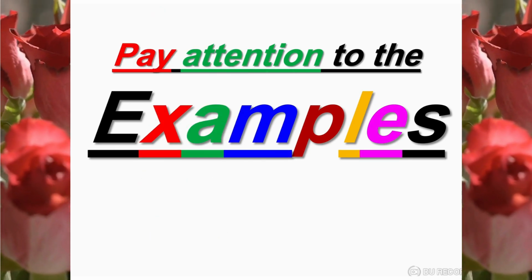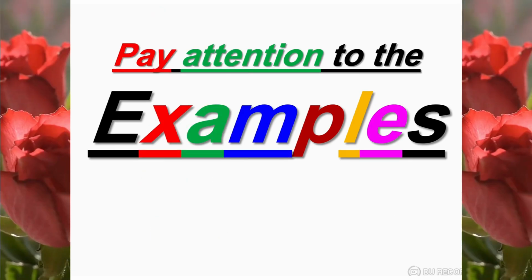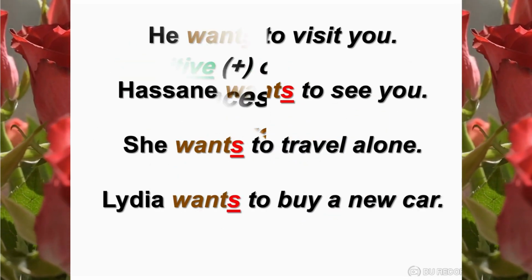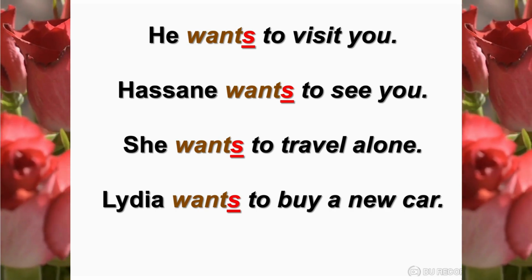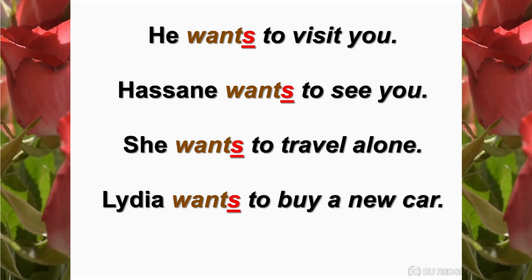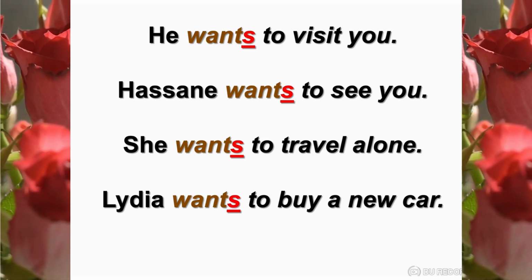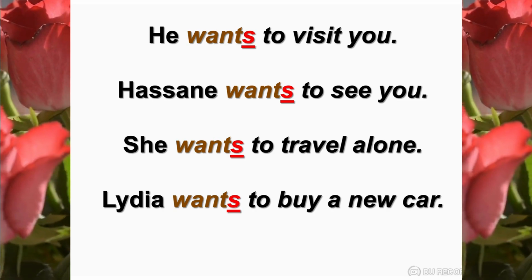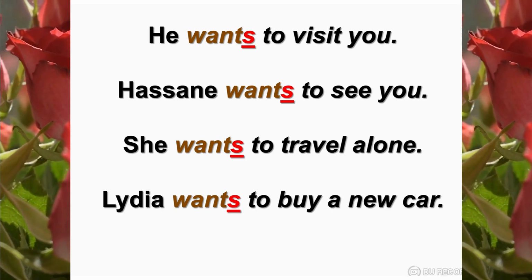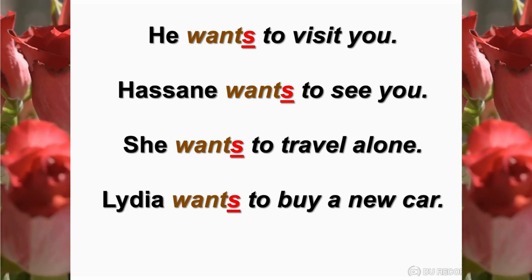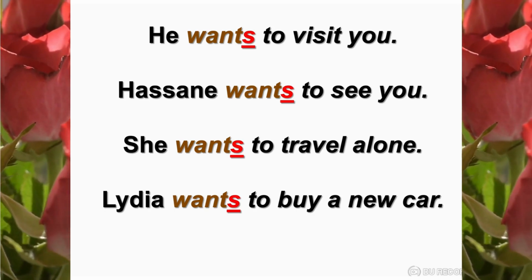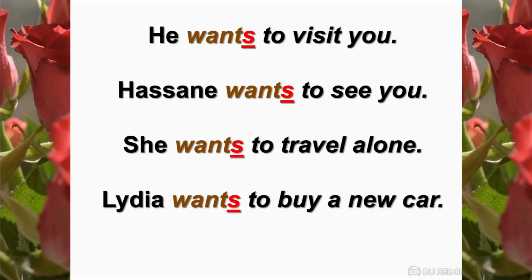Pay attention to the examples. Now we are going to see real examples. Positive. He wants to visit you. Hassane wants to see you. Online, of course. She wants to travel alone. Lydia wants to buy a new car. We notice in the 4 examples, the verb want with he, with Hassane, with she, with Lydia takes an S at the end.